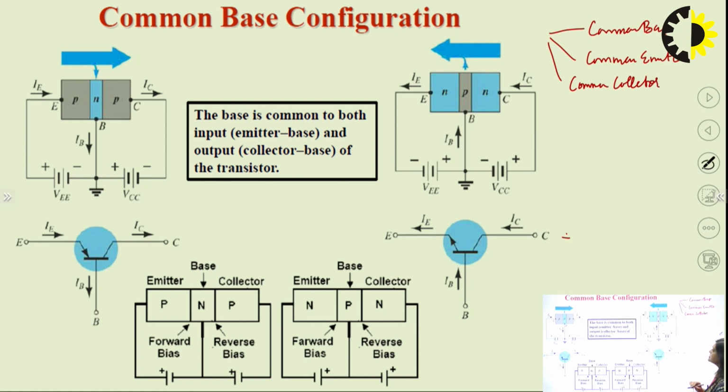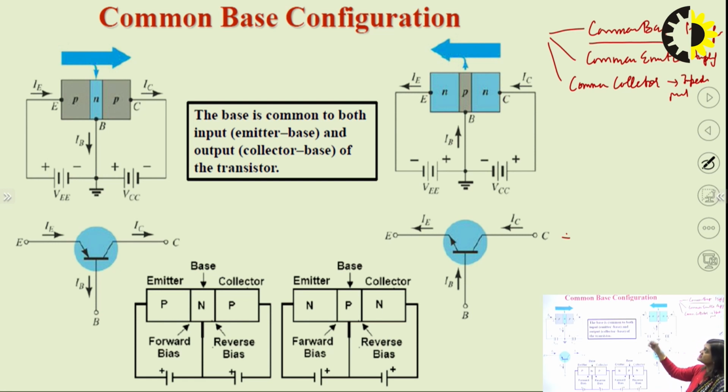Three configurations are there. So first configuration is the common base configuration, and these three configurations are generally taken because they have different applications. Common base is generally used in high frequency applications, common emitter is generally used as an amplifier, and common collector is used in impedance matching. So all of the three configurations have a different application. So based on the applications in our hand, we can use any configuration.